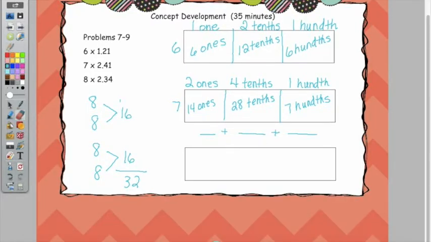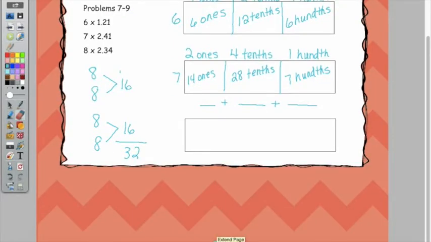Now for standard form. So 14 ones. No, that's 14 tenths. 1.4. I'm putting the decimal there so that I don't mess up. Okay, 28 tenths. 2.8. That's what you were thinking of. And 7 hundredths. 0.07. Okay, so what am I changing here? These two, the tenths and the tenths, right?